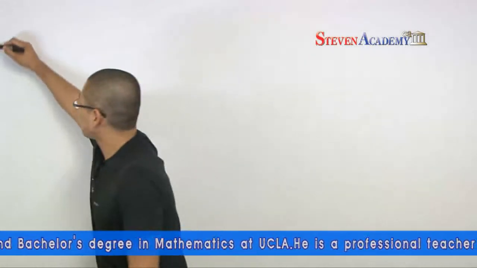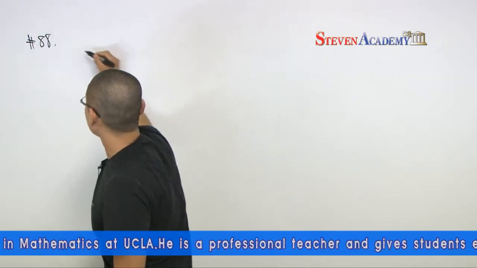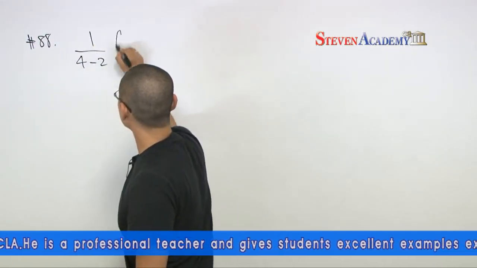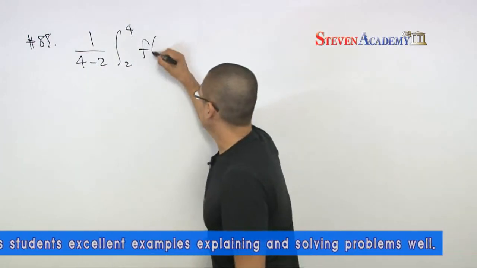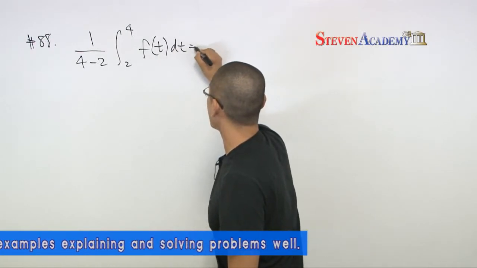Welcome back, everyone. We will start with number 88 on the multiple choice that you can use calculator on. So let's start with 88. If you look over, we have functions, you have 5 pictures and closed interval 2 to 4. Which of the following could be the graph of a function with the property 1 over 4 minus 2, integral from 2 to 4, f of t dt is equal to 1.